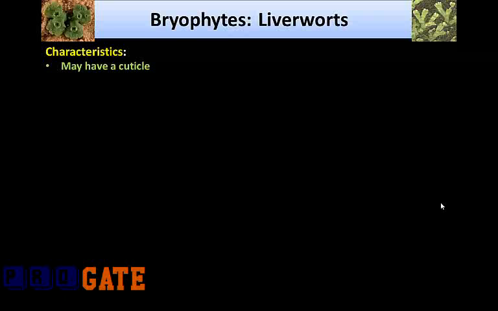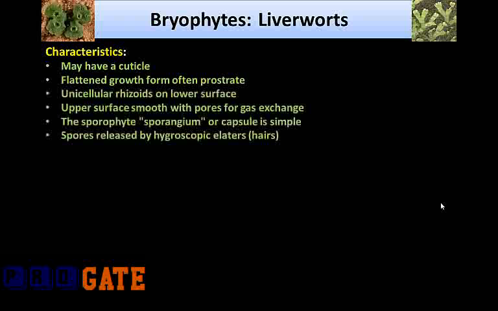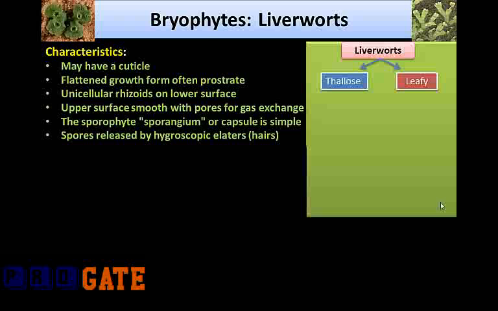Now coming to another group of the bryophytes, which is liverworts. They have the following characteristics. They may have a cuticle, they have flattened growth which is often prostrate, they have unicellular rhizoids on the lower surface, the upper surface is smooth with pores for gas exchange, the sporophyte sporangium or capsule is simple, and lastly the spores are released by hygroscopic elaters, that is hairs.